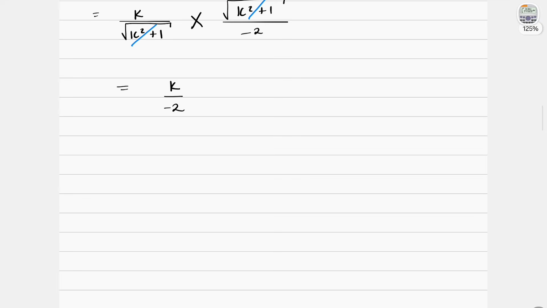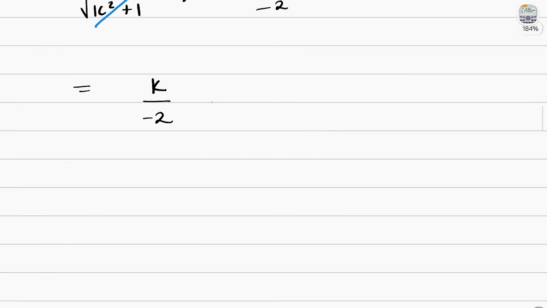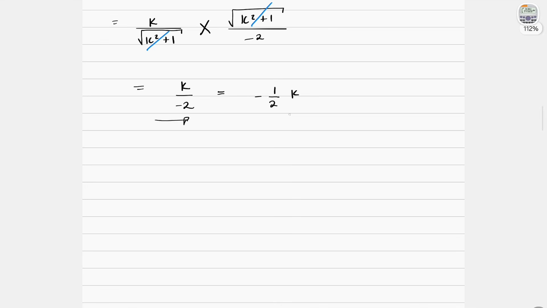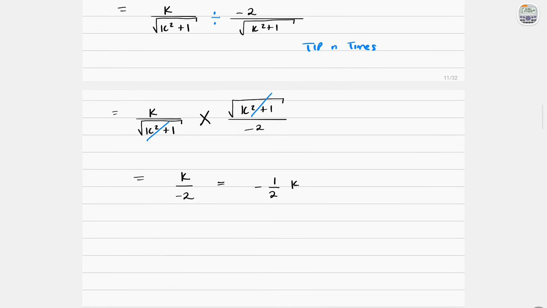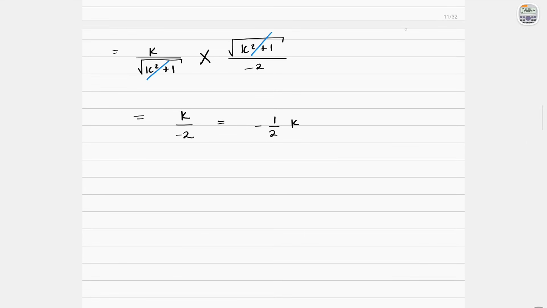And that is our answer. K over negative 2, you can also express this as the coefficient in front of k, that is just an invisible 1. So this is actually negative 1 over 2, and then k. Okay, so you can write it like this, or like that, it's fine. And that is our answer. Moving on to the next question.